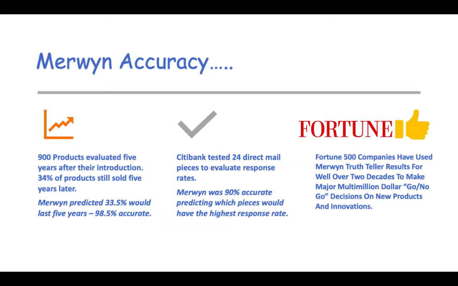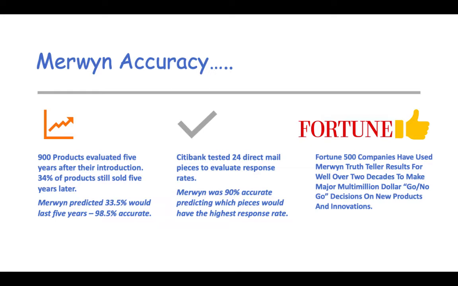Pretty good, huh? Next, in a very different test, Citibank tested 24 direct mail pieces to evaluate response rates. In other words, how persuasive are those direct mail pieces in getting people to buy a product or take action. And Merwyn was 90% accurate in predicting which pieces would have the highest response rate. So, two very different kinds of tests. As I said, anybody wanting a whole lot more data, I've got it.